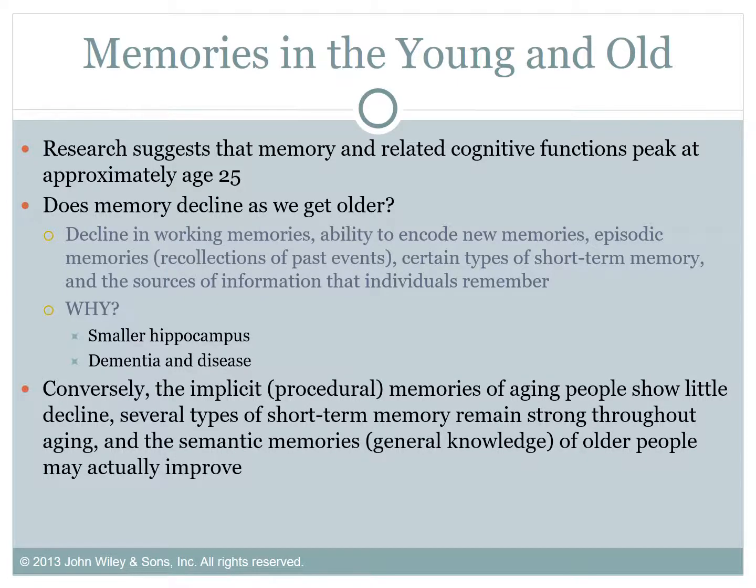On the other hand, procedural memories of aging people show very little decline, and most implicit memories are retained very efficiently. Several types of short-term memory are also retained throughout aging, and the general knowledge effects that people acquire actually become significantly better over time, simply because you've had longer to acquire this information, and therefore you have more semantic memories than a younger individual has.